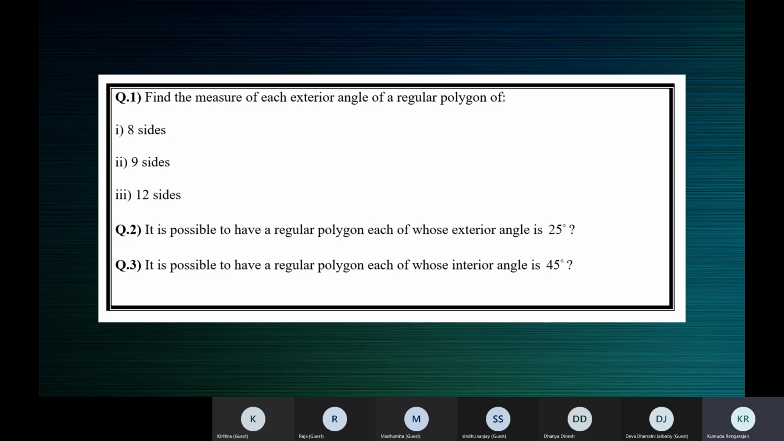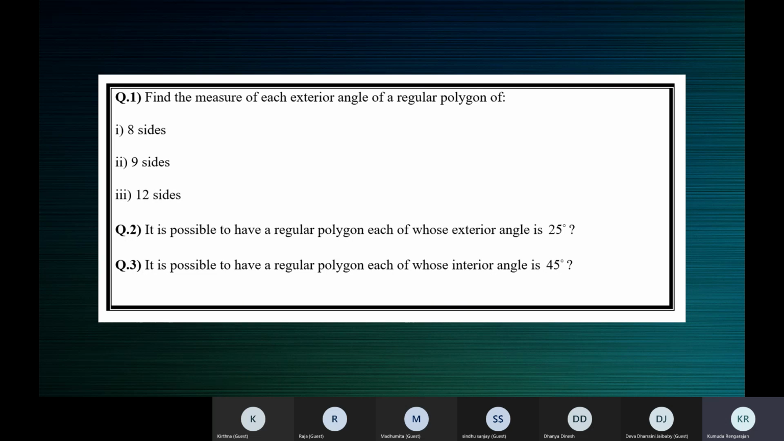Find the measure of each exterior angle of a regular polygon of 12 sides. Read the question carefully. So children, it's a polygon, it's a regular polygon.